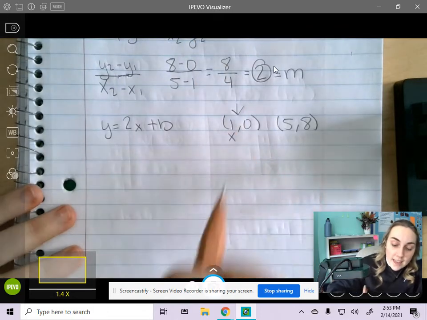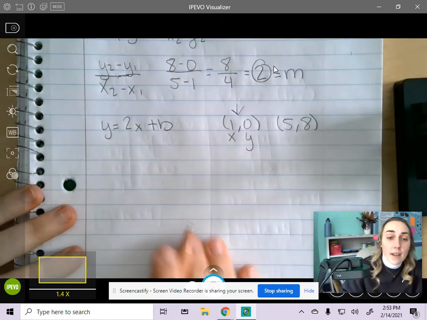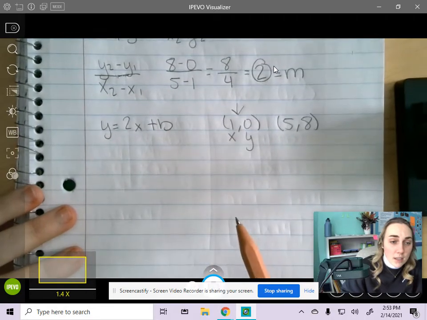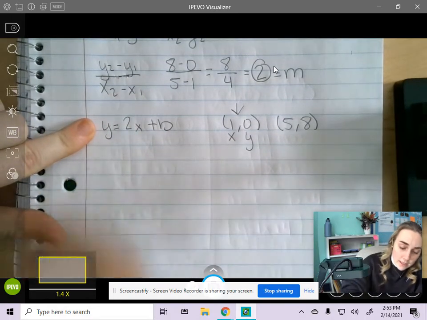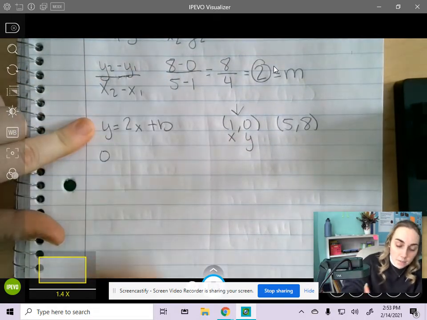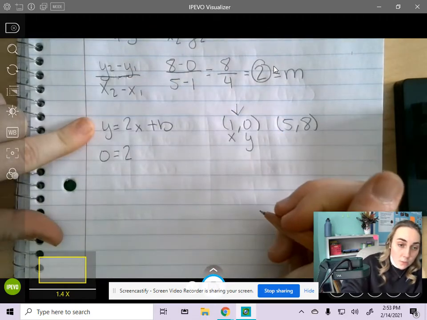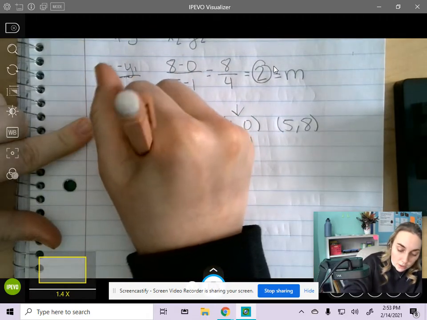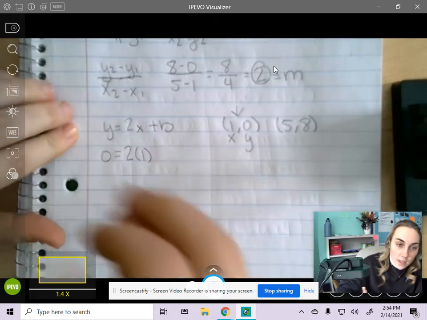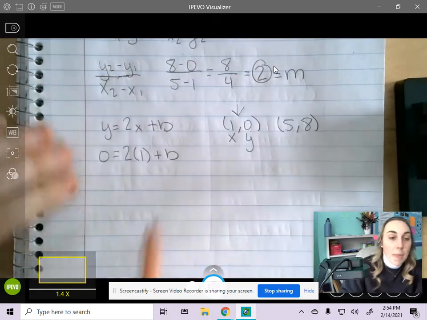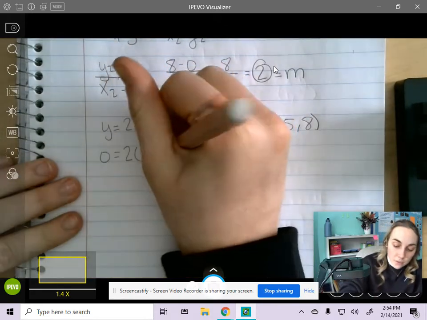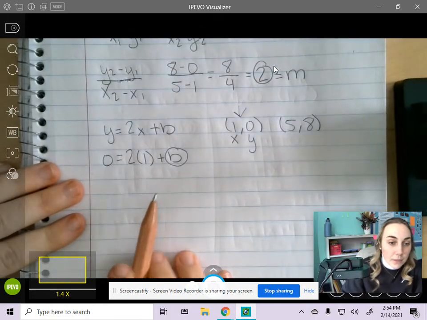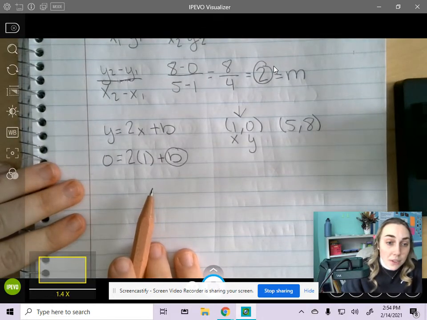Remember, 1 is an x, and 0 is a y, and we can use that information to substitute into here. I need y first, so y is 0. I'm going to substitute that in. That equals 2, slope is 2. X is 1, so I'm going to substitute 1 in for x. And then we're going to put in this plus b. Now, I'm going to want to solve for b. So we're going to review one-step equations while we're doing this.